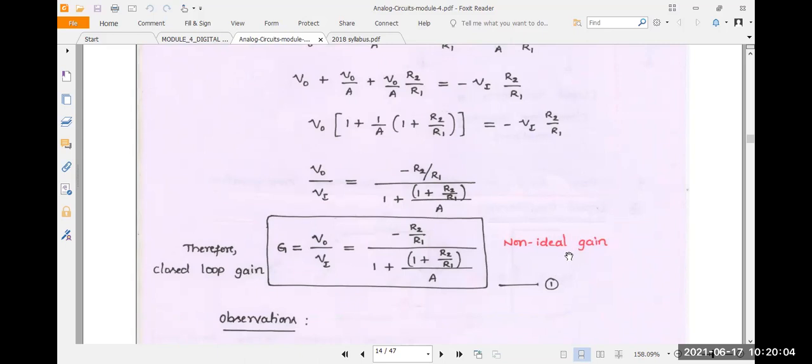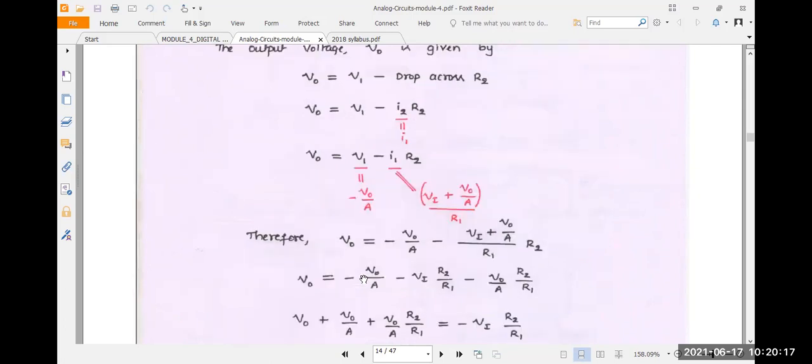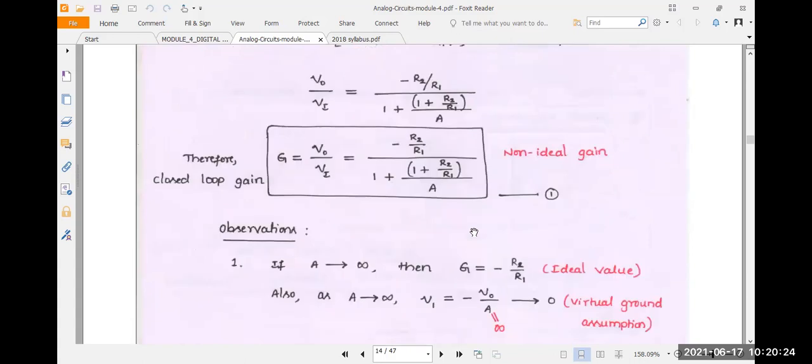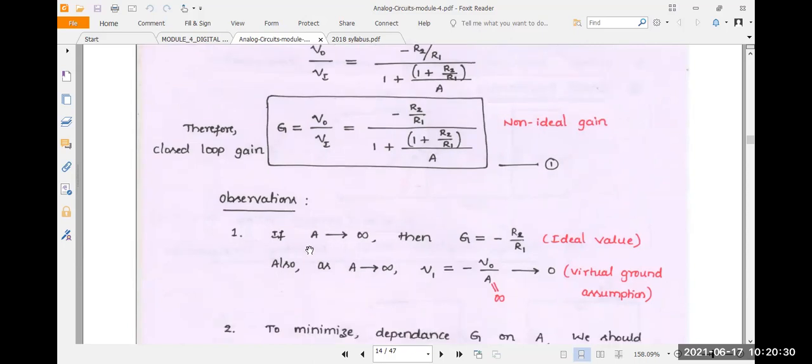Non-ideal gain, what does it mean? It's an open loop gain, open loop gain that is in finite mode. Understood? That's why they wrote non-ideal gain. So what you got is the equation for the finite open loop gain: minus R2 by R1 divided by 1 plus R2 by R1 divided by A. A is the amplifier op-amp gain here, that is high.